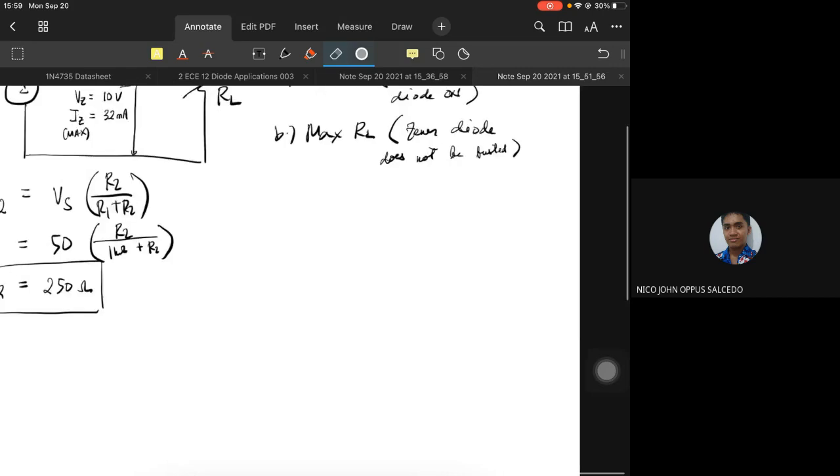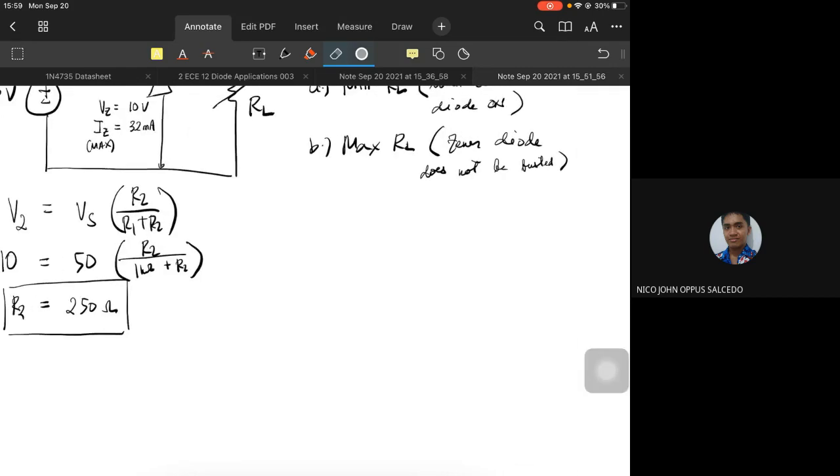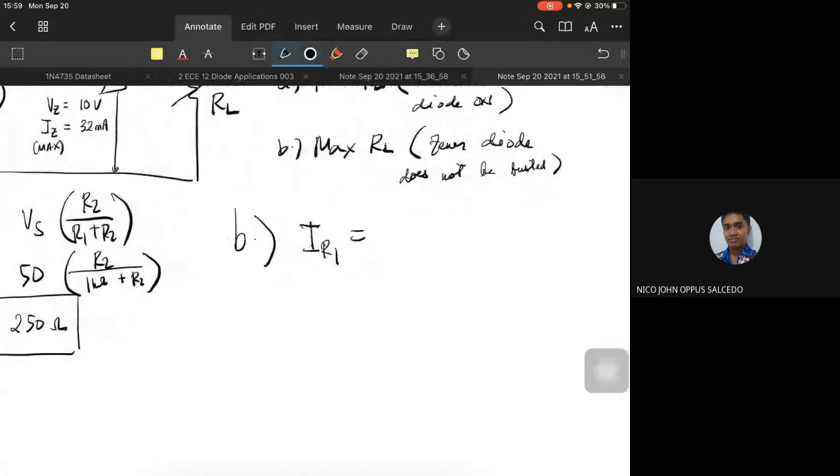Okay, so next is how to solve for the maximum RL. Before we do that, we need to solve for the current across the load and also across the source resistance. So, sugod ta dito. IR1 or RS dapat to, no? IRS. Current IR1, wala ko day.